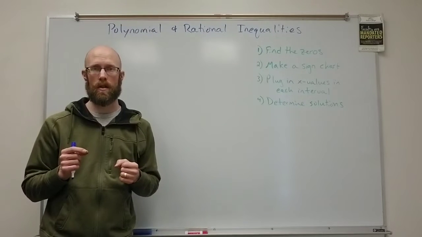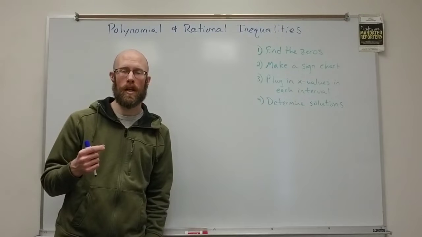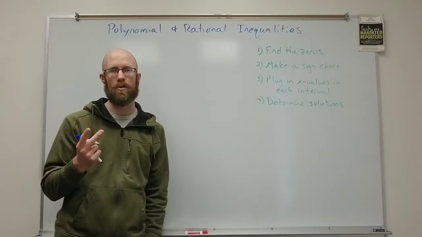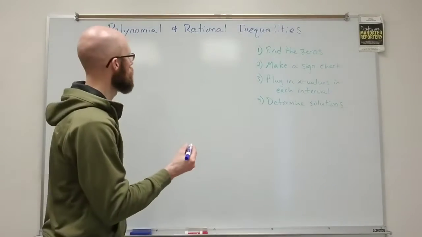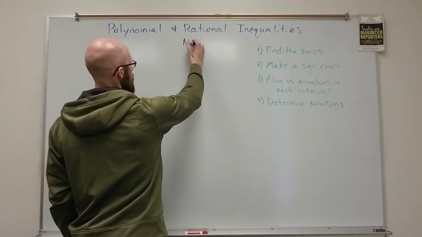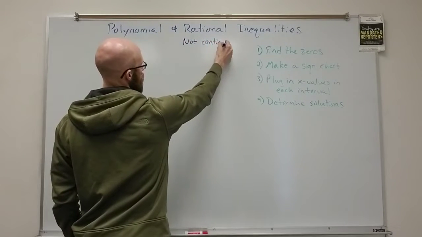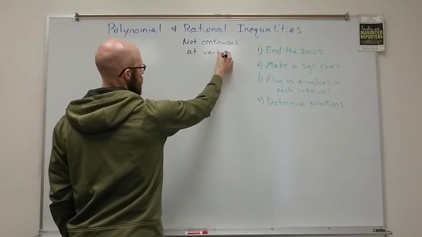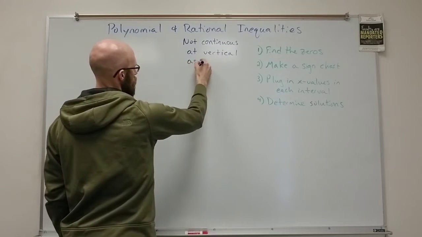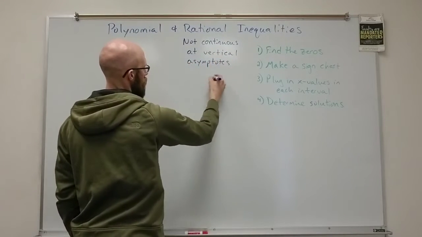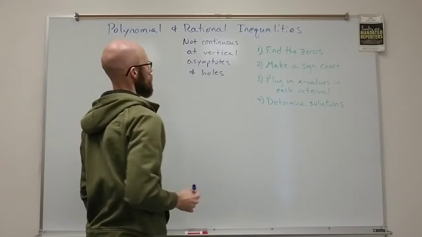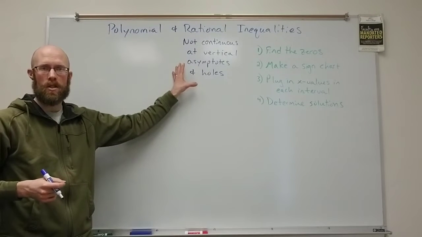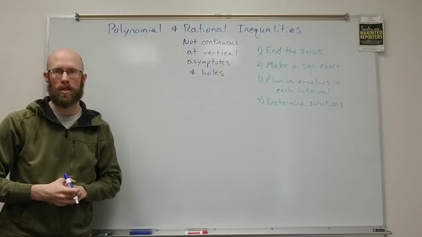Particularly, they're not continuous. And the places where they lose continuity are at two places: vertical asymptotes and holes. Now the holes are more rare, but they exist. Okay, so rational functions are not continuous at vertical asymptotes and holes. Okay, so those two places. So those are the two places in addition to x-intercepts that we need to test when using a sign chart.